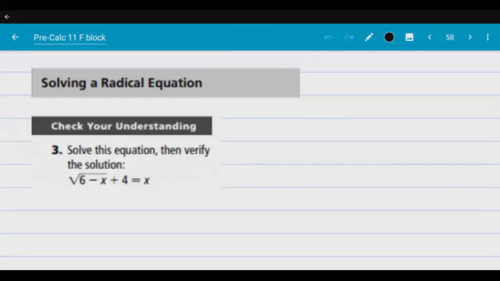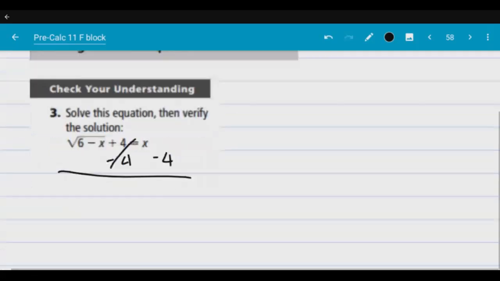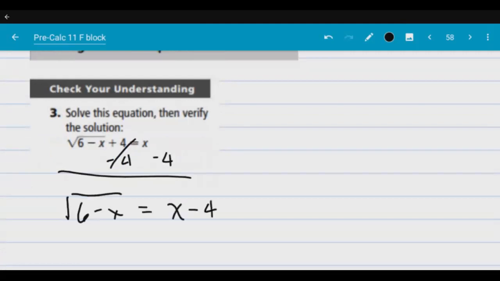The suggested way of doing this is to isolate the one with the radical and get everything else on the other side of the equal sign. Now, when I say isolate the one with the radical, I'm talking about this one. Okay. So let's move this 4 over to the other side. So by subtracting 4 from both sides, this cancels out. We now have root of 6 minus x is equal to x minus 4.